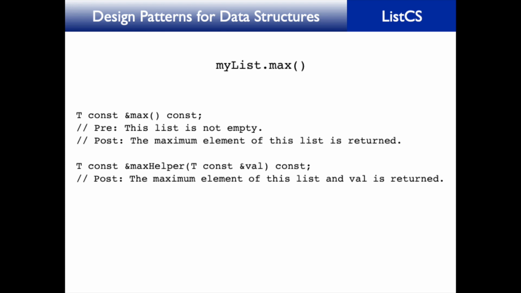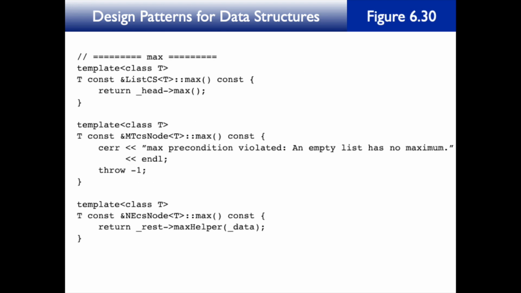So let's review what this code was in the list CS version. Here, the list version, of course, doesn't know whether it's empty or not, so it calls underscore head arrow max. Now, of course, this code in the visitor version is executed by the host, so we never see this. The accept method in the host actually calls this for us, so we only have to worry about the empty case and the non-empty case. But we see here that in the empty case, that's where we implement our max precondition violated, because the list is empty and an empty list has no maximum.